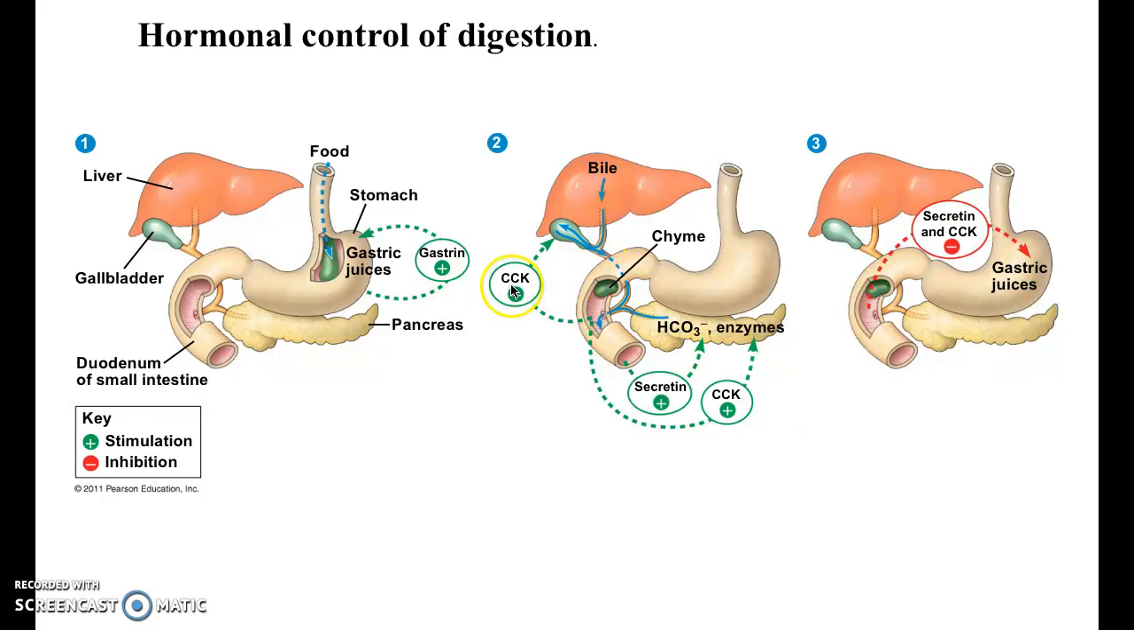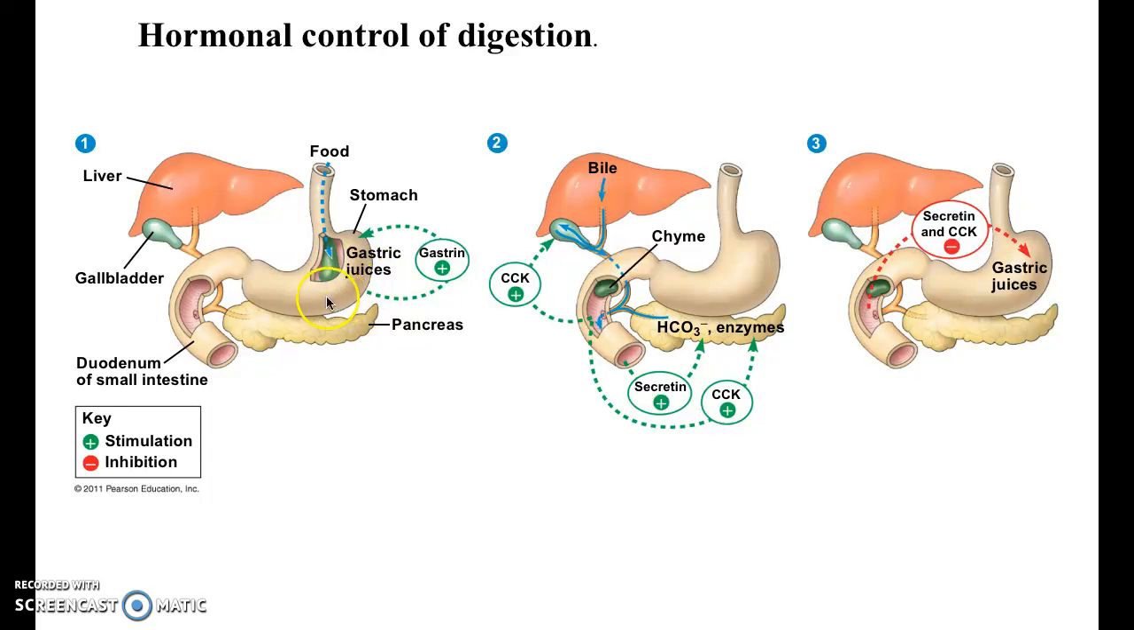Now the next one is CCK. CCK recognizes that the chyme has a whole bunch of small peptides and fats in it that need to be digested. So it sends a signal to the gallbladder to release the bile. It also sends a signal to the pancreas to start releasing trypsin, chymotrypsin, and dipeptidases.